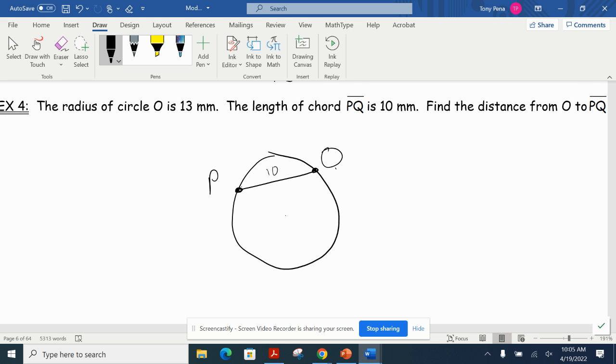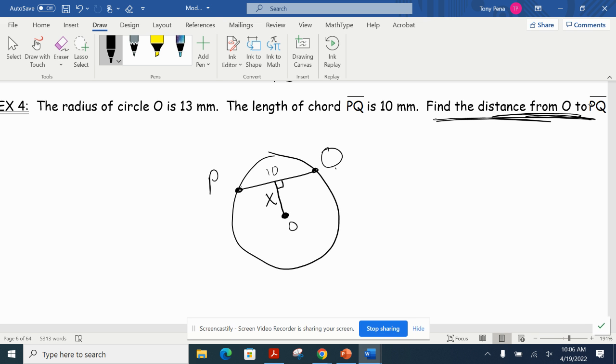We then have a radius. So if I go to the center of this, we have a radius that is 13. I'll draw that in a moment. And then the question is asking you to find the distance from the center of the circle to the chord. That is always found by going directly there at a 90-degree angle. So that's the answer to the question. That's what we're trying to find, that distance from the center to the chord, that 90-degree angle.